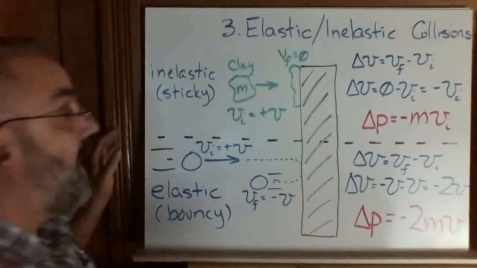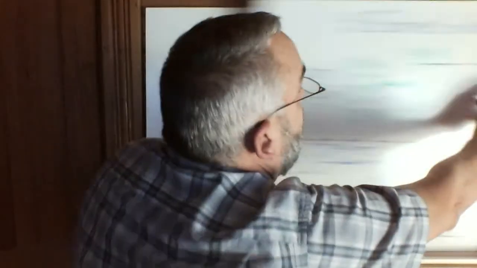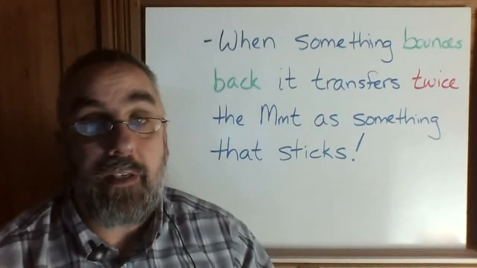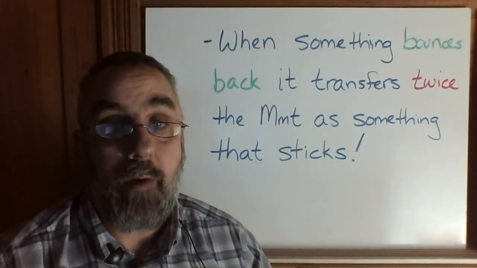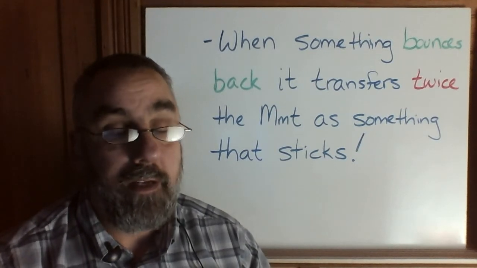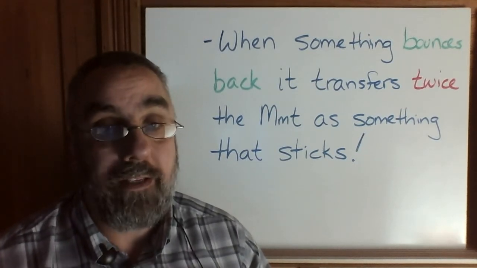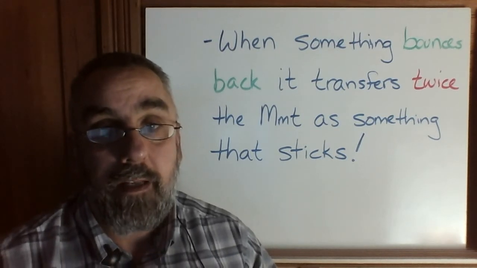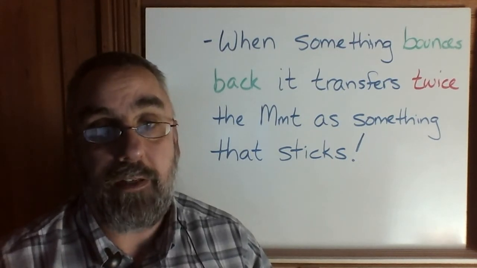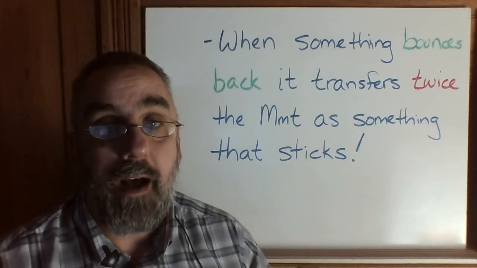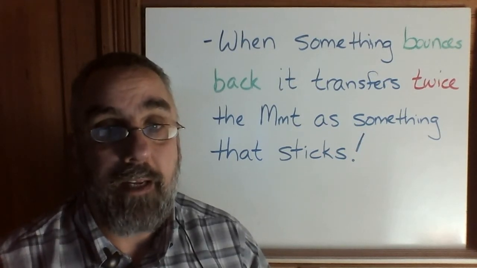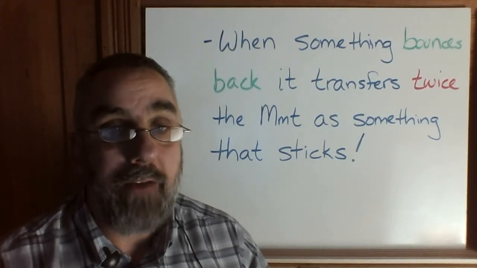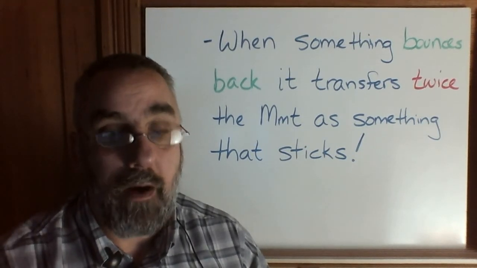So one of the important outcomes that we're trying to show you here is that when something bounces back, it transfers twice the momentum of something that sticks. So if your goal is to transfer momentum to something, to increase the velocity of that object or to decrease the velocity of that object, you're going to do it much more effectively if you can hit it with particles that bounce off as opposed to hitting it with particles that stick.